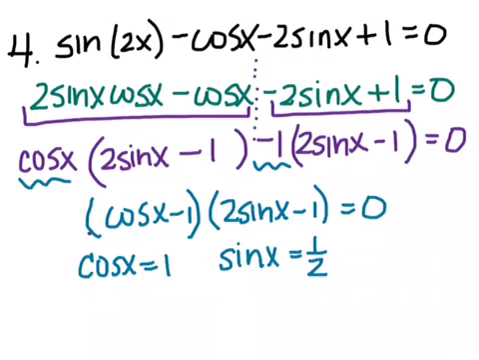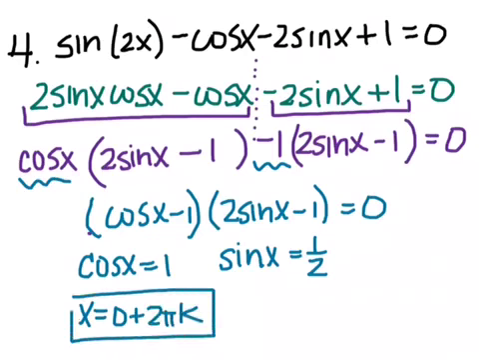You're probably thinking at this point, these values keep repeating, and that's because we only have a finite number of values on our unit circle. So cosine is 1 at 0 and 2 pi, not pi, because cosine is negative 1 at pi. So we're going to say x equals 0 plus 2 pi k.